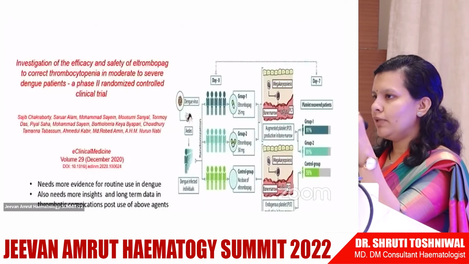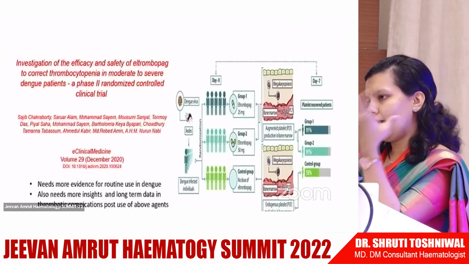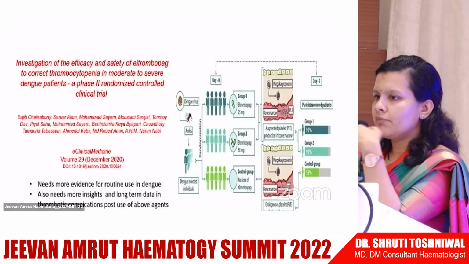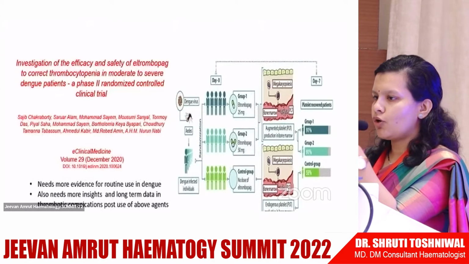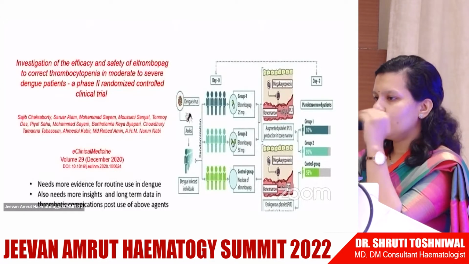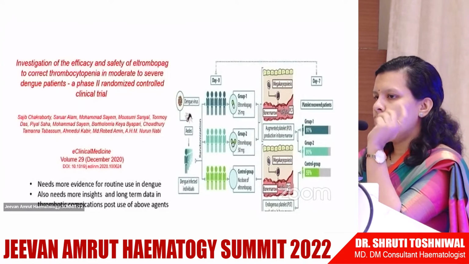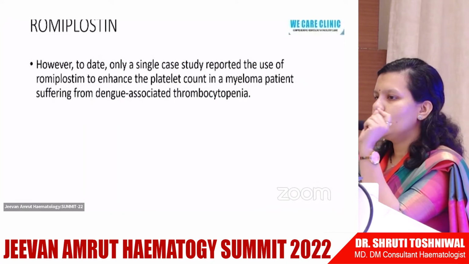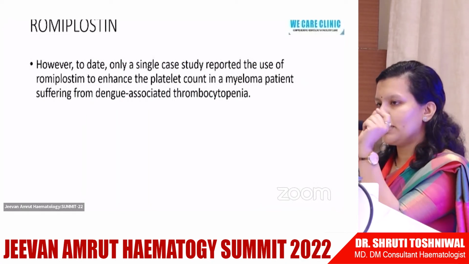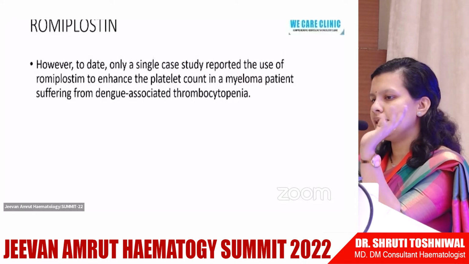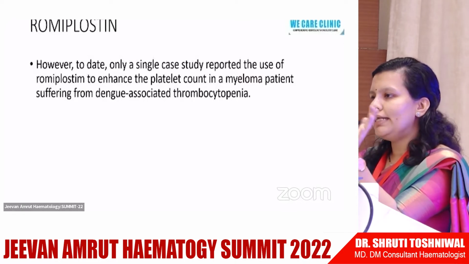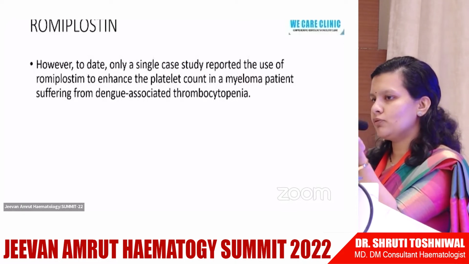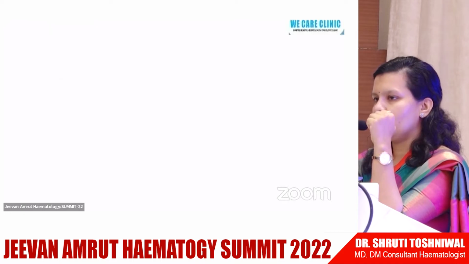Also, they are not for active bleeding because they take time to act. They may not be useful in active bleeding or in shock, and you should have much more evidence to suggest their use. Also, for romiplostim, there is only a single case study reporting its use in dengue. So this is incomplete evidence to support the use of thrombopoietin analogs.